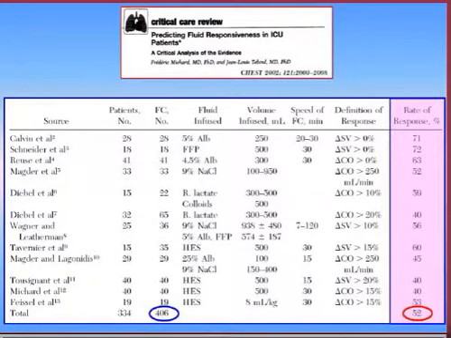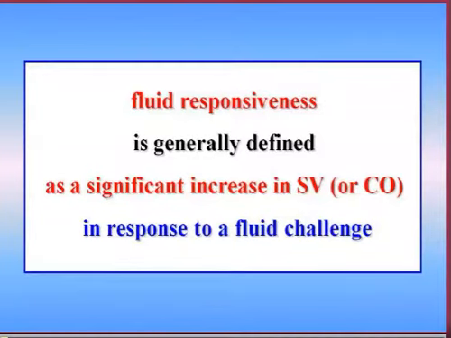So, you know the concept of fluid responsiveness. You know that when we pool all the studies previously published, for example, in this report with Frédéric Michard, we found that only 52% of patients respond to fluid in terms of increase in cardiac output or stroke volume. Only 52%. So how can we define fluid responsiveness? In general, we define it as a significant increase in stroke volume or cardiac output in response to a fluid challenge.